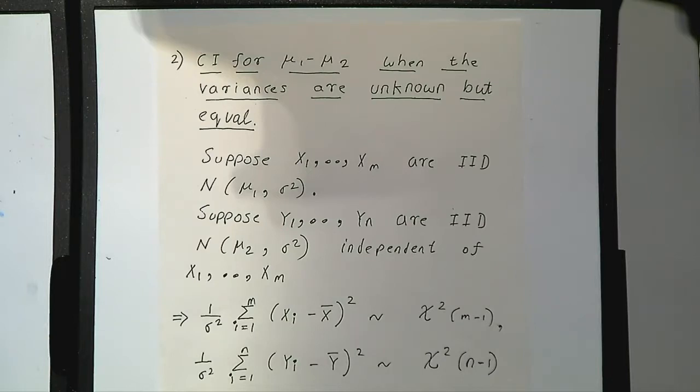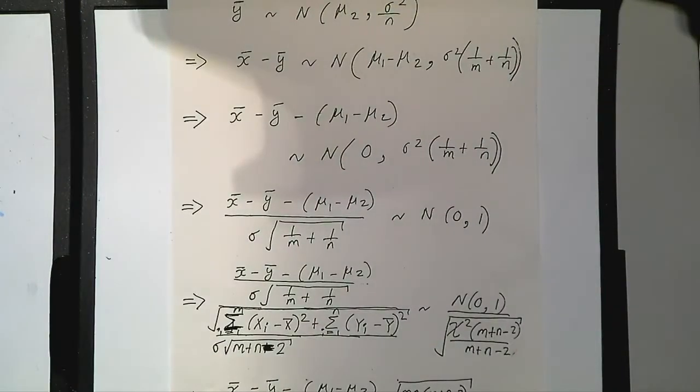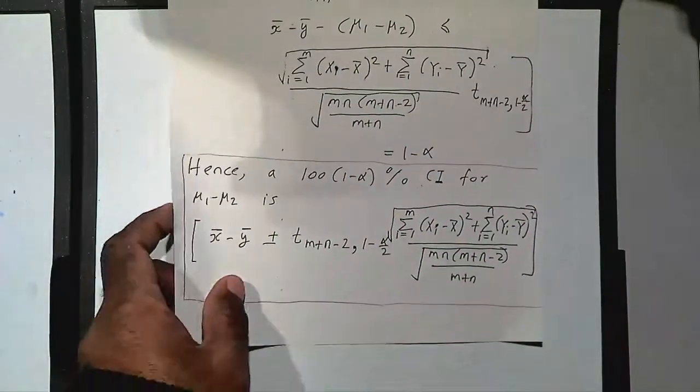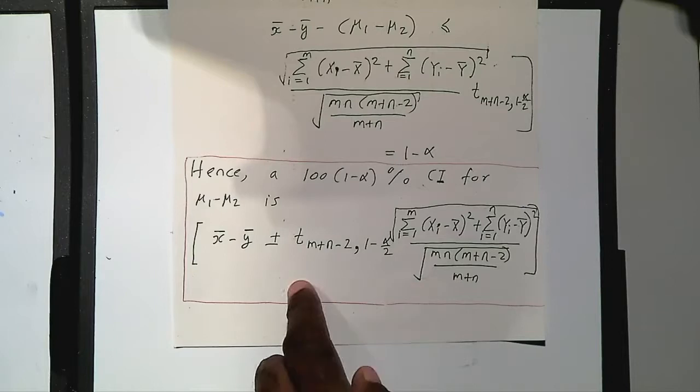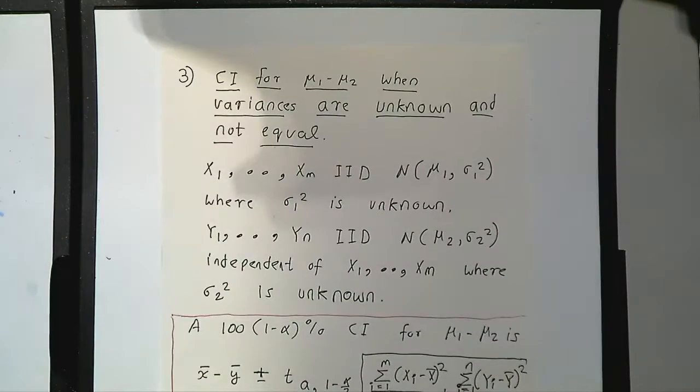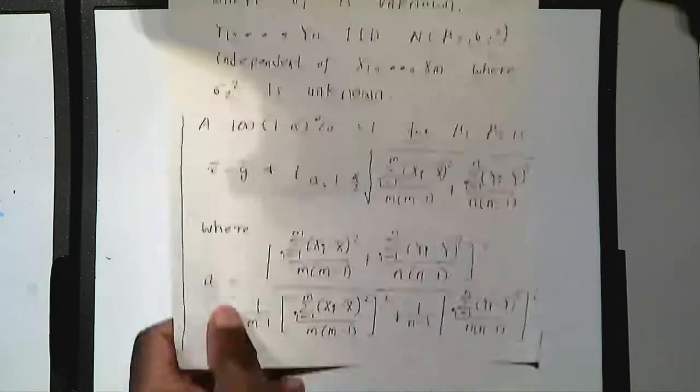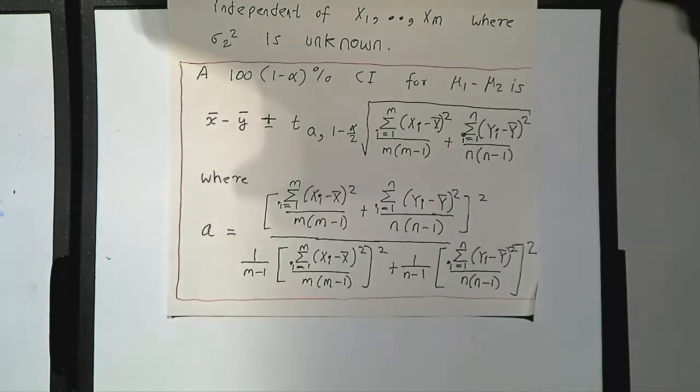In this case, I know the mathematics got pretty nasty, you probably remember from Monday. After some nasty mathematics, which you don't need to know, this is the confidence interval you get for the difference in the two population means. That's number 2. Now, number three is this one. This is the confidence interval for the difference in the two population means when the variances are unknown and not equal. In this case, you get this as the confidence interval. As you can see, it's pretty nasty looking.